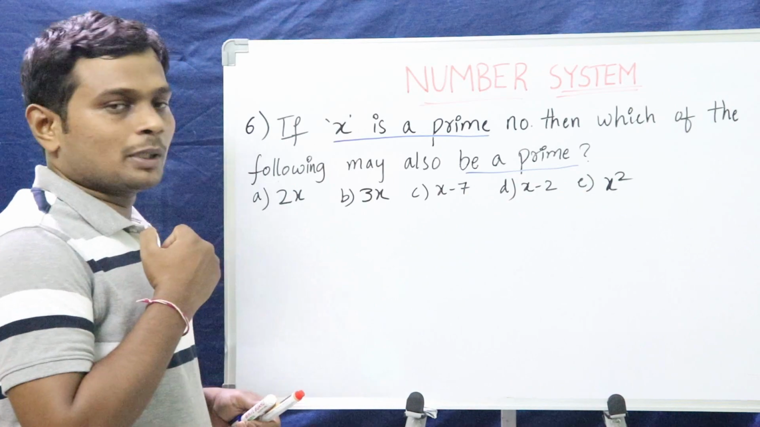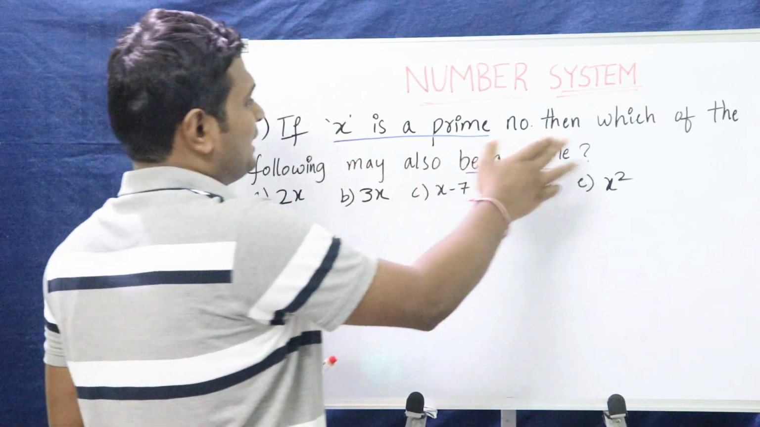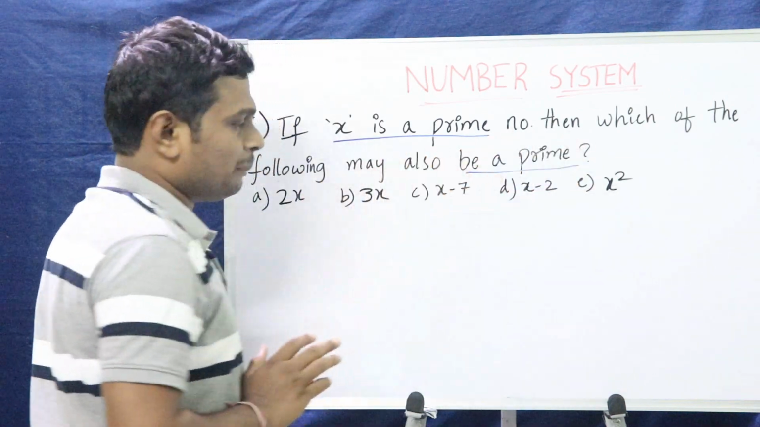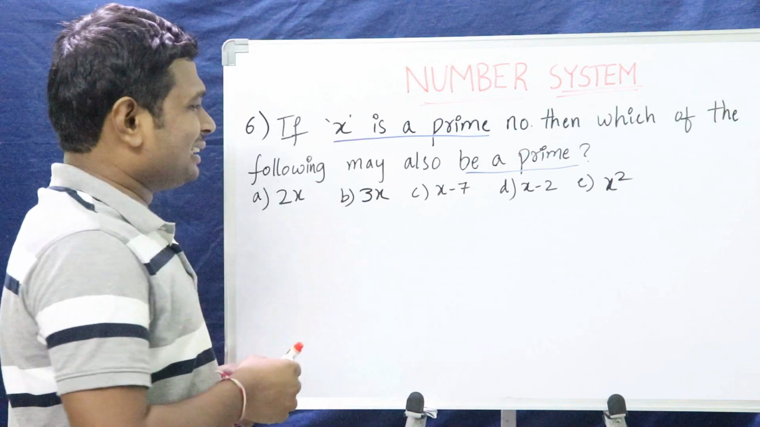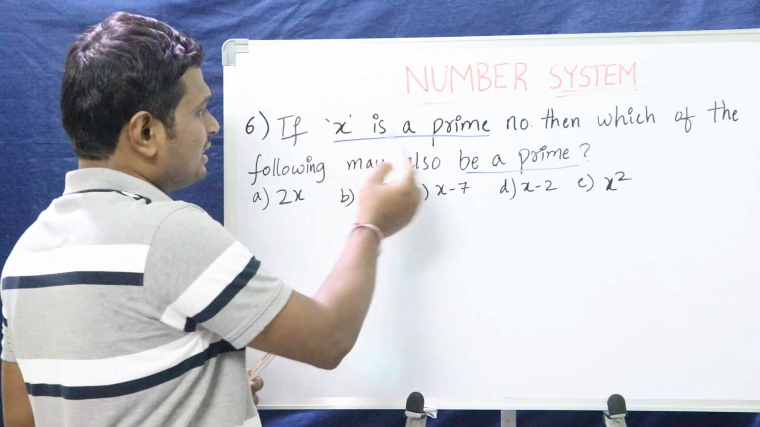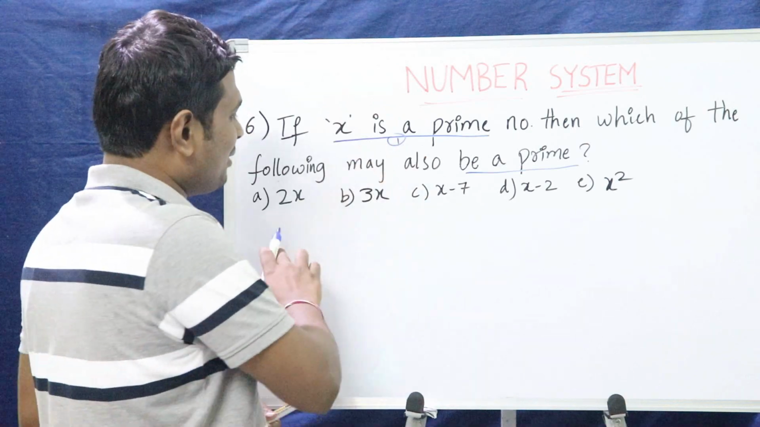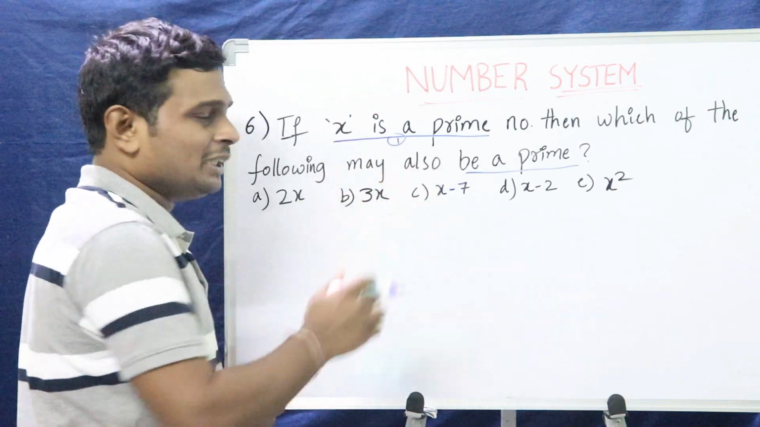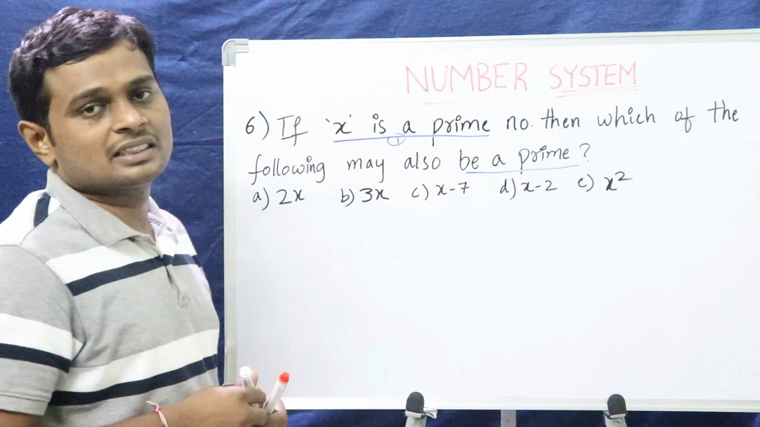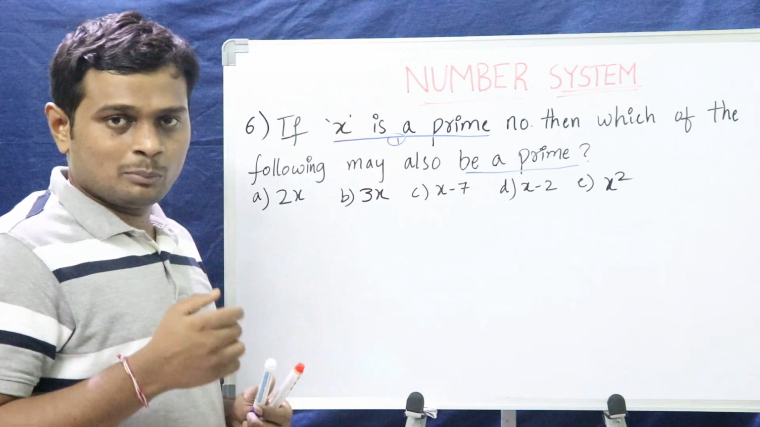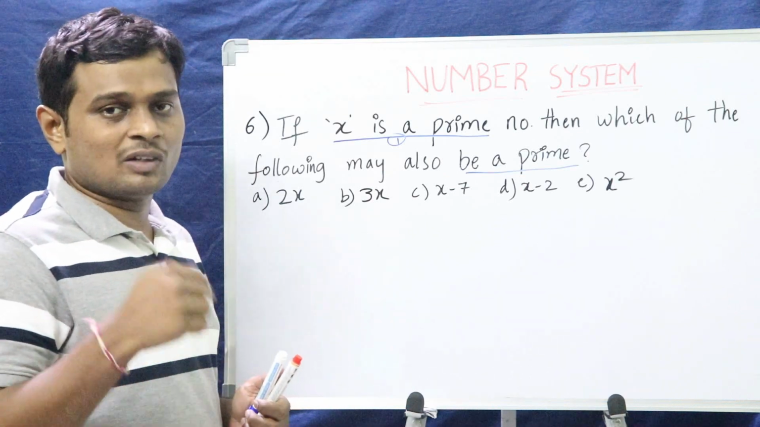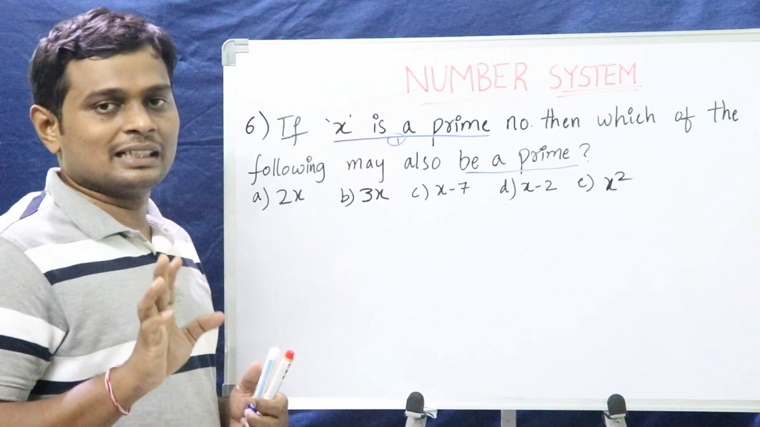Okay, let's solve this problem. If x is a prime number, then which of the following may also be a prime? In this question, what are the statements we have? x is a prime number, that is one statement. And what we were asked to solve among these options is, what might be the prime number? We know the definition of prime number, right? If a number has only two factors, that is 1 and itself, then we call it a prime number.